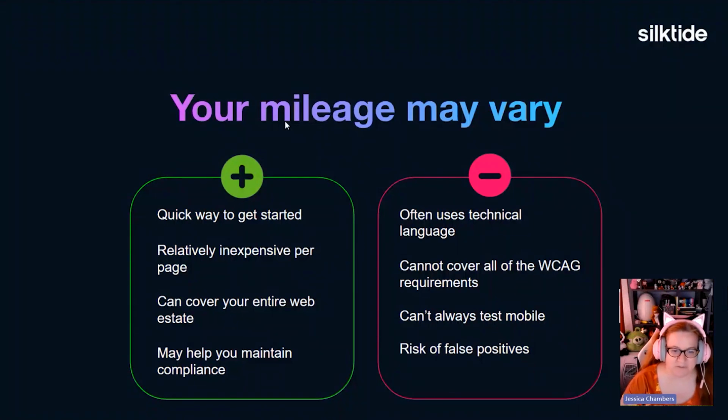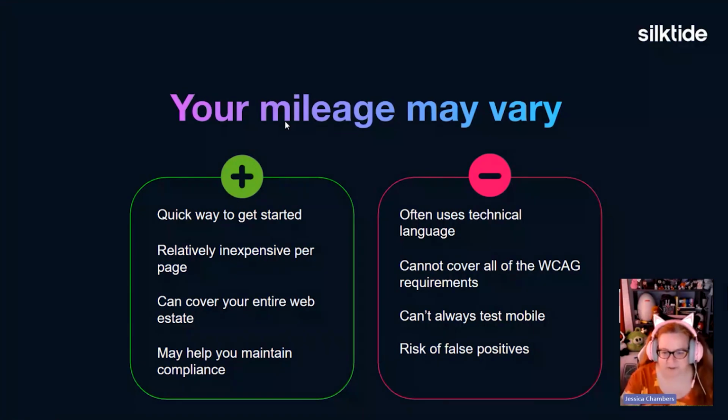On the pro side, it's a quick way to get started, and it is. It's fast. It's a low barrier to entry. It's relatively inexpensive per page. It can cover your entire web estate if you use a product like Silktide or some of the others. Whether it's 100 pages or 100,000 pages, we can whip through all of it and help you understand what's going on. And honestly, it may help you maintain compliance because you'll be aware of things like if a new page shows up and it's got issues, maybe you need to take a closer look.